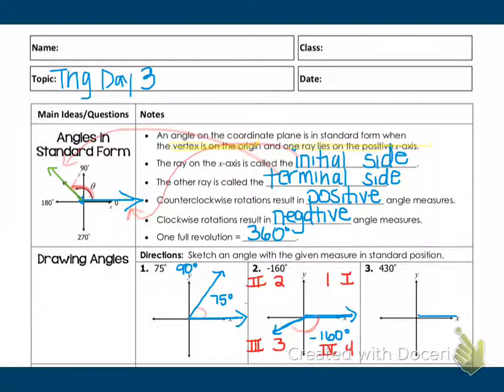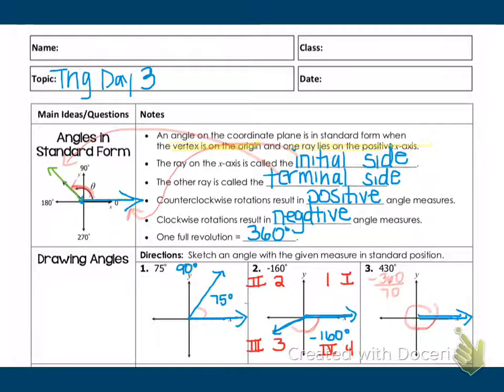So again, I always start off on the x-axis. This one says to go a positive 430 degrees. So that means I'm going to go all the way around. There's 90, there's 180, that's another 90, which is 270. There's 360 degrees. So I've already gone 360. And that means I need to go 70 degrees more, because if I take 360 and subtract that from 430, that leaves me with 70 degrees more to go.